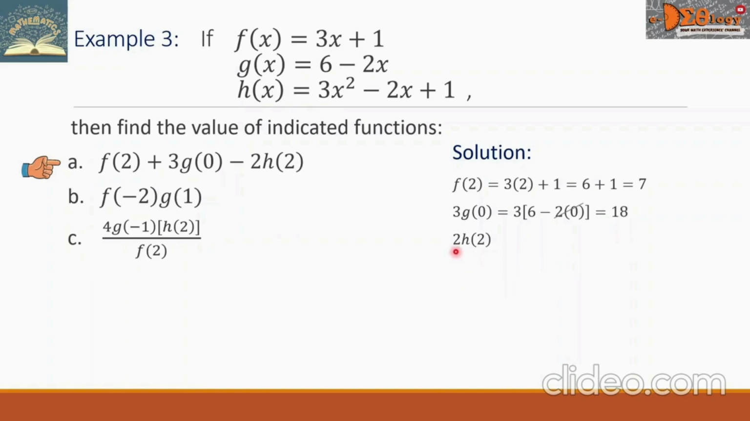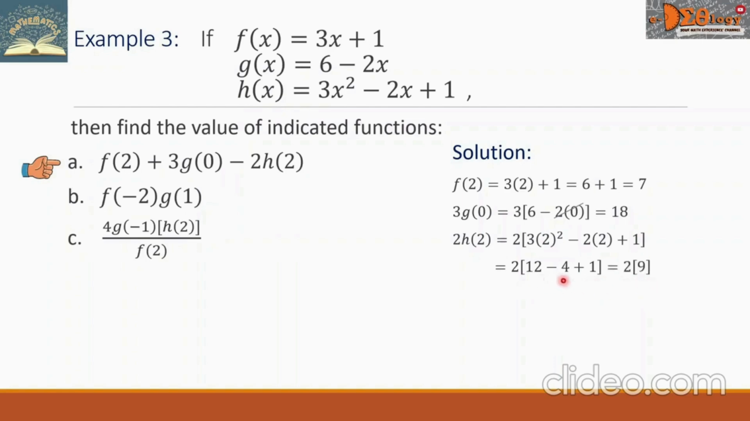First we copy the constant 2. Then we evaluate h of 2. Our h of x is here. Then we substitute 2 to the x. So we have 3 times 2 squared minus 2 times 2, then plus 1. 2 squared is 4, times 3 is 12, minus 2 times 2 is 4. Then we copy plus 1. We simplify the numbers inside the grouping symbol. We have 9.